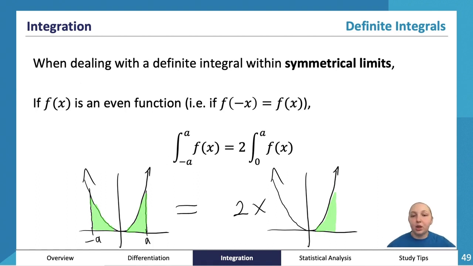The other thing you can do when you're dealing with definite integrals that have symmetrical limits is this: if your f(x) is an even function, then to find the area between a and negative a, if we're using this example, all you can do is do 2 times the integral between a and 0. It just makes it a little bit easier, less area to find, and you just multiply it by 2. But this is only if they're exactly symmetrical.